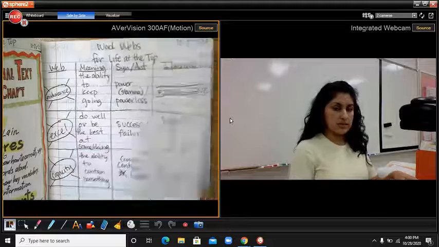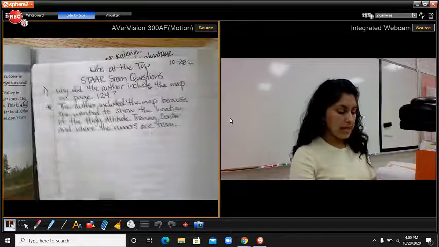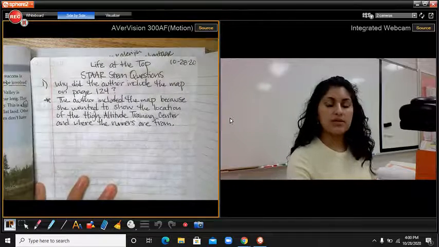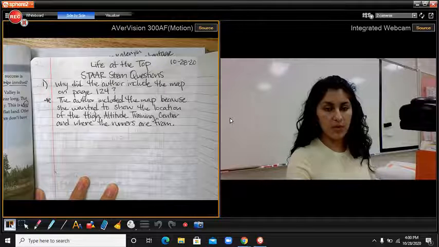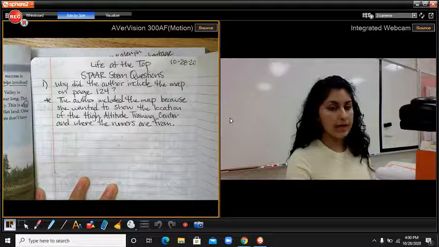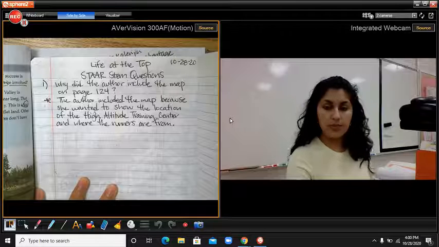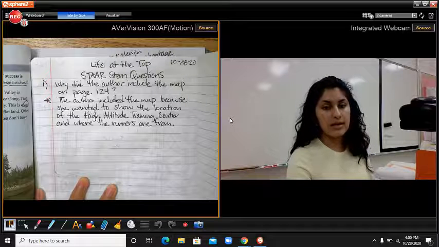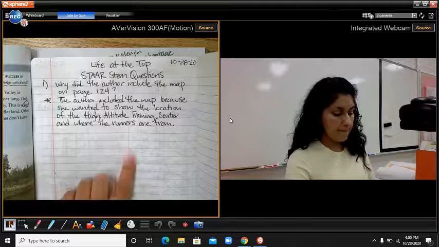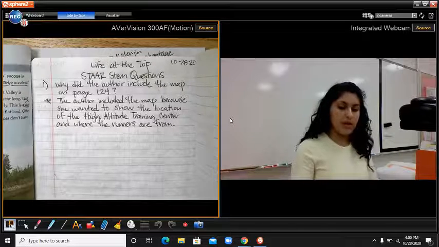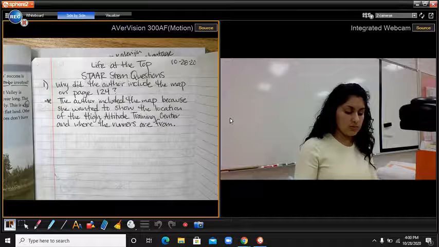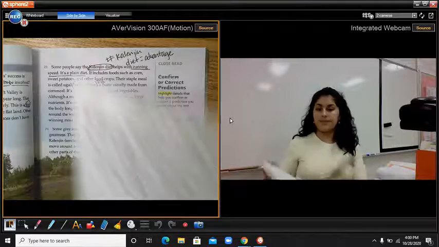And we also did our STAAR STEM questions. So why did the author include the map on page 124? The author included the map because she wanted to show the location of the high altitude training center and where the runners are from. They're from Kenya, Africa. So make sure you do that as well. This is in the reading part of the journal. This is what we did this morning.